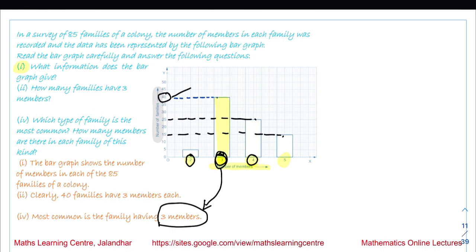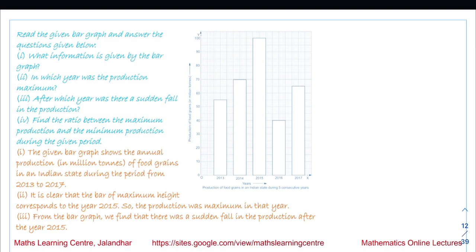Now next we have: read the given bar graph and answer the question. What information is given by the bar graph? To see what information is given, we look at the x-axis over here.